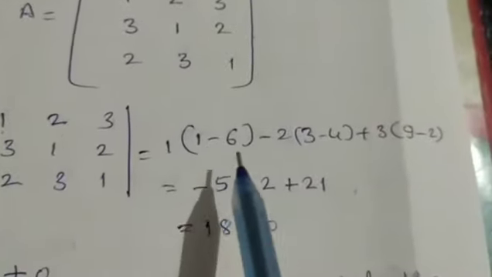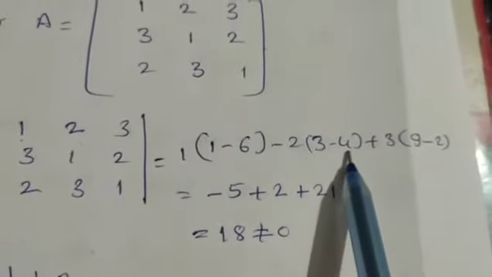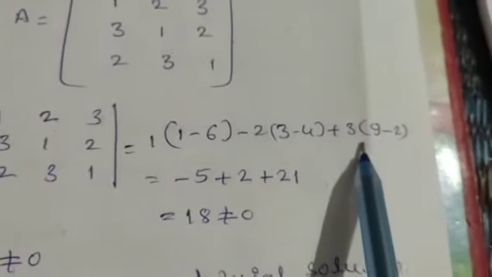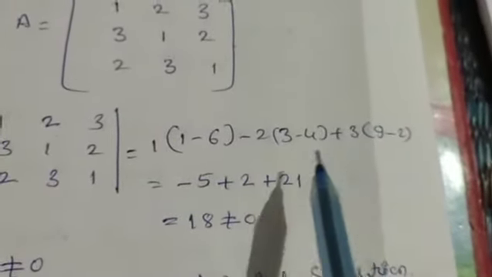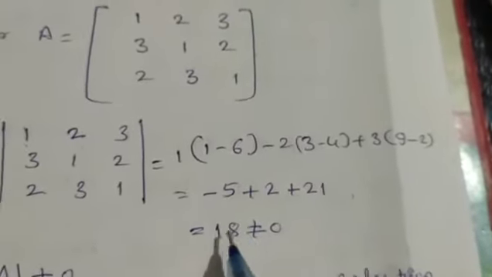So it is equal to 1 minus 6 is minus 5. Then 3 minus 4 is minus 1, minus into minus is plus. 2 into 1 is 2. Then 9 minus 2 is 7, 7 into 3 is 21. Simplify this: 23 minus 5 is 18.